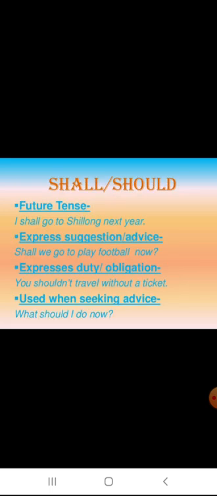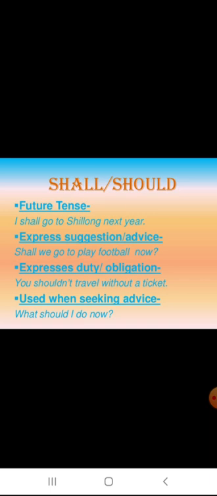Then we can use should and shall. When we use the future tense: I shall go to Shillong next year. Shall we can use for future tense. Here shall is a helping verb. Should also expresses a suggestion or advice. Shall we go to play football now? This is how we express our suggestion or advice.